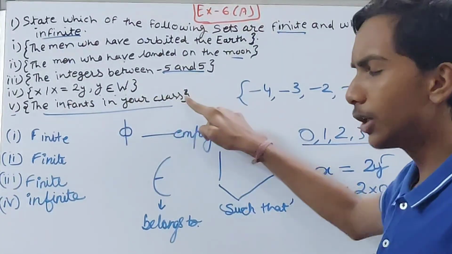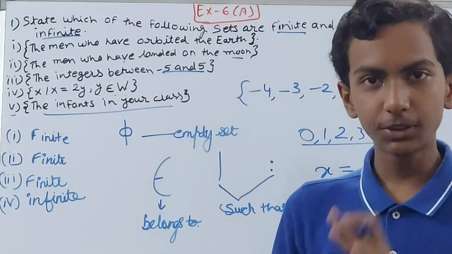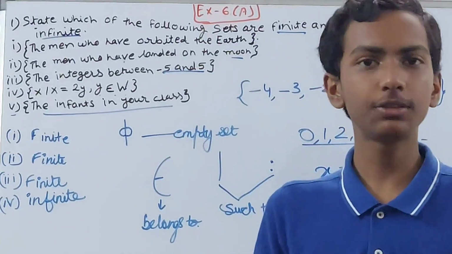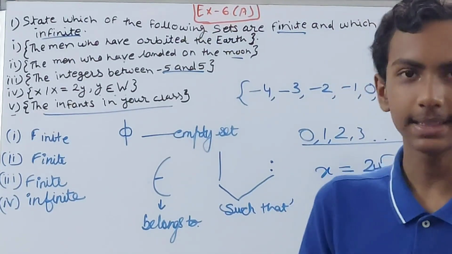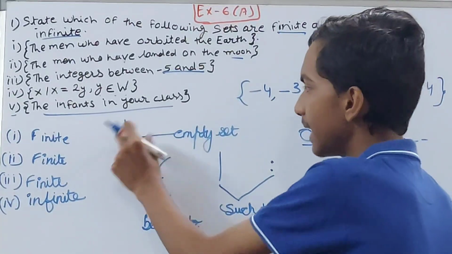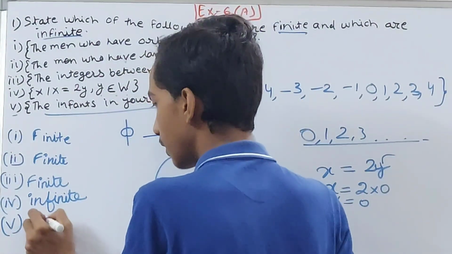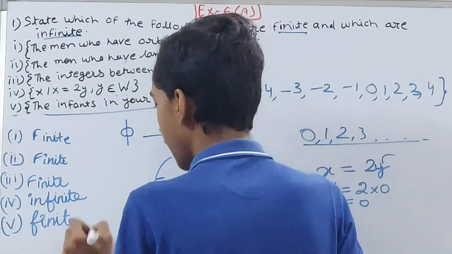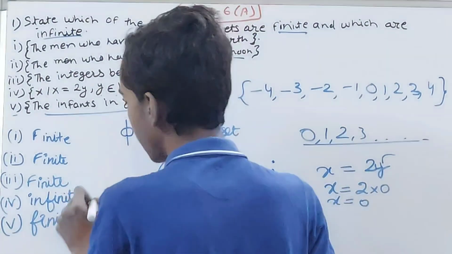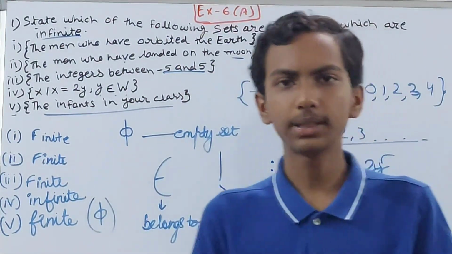The infants in your class, does your class have any infants? Infants are children below the age of 3. No, children below the age of 3 are not studying in class 8. Nobody in your class is of that age. That's why it is an empty set, and therefore this is a finite set. An empty set is always finite. It has no elements. We can already count how many elements there are: 0 elements. That's why it's a finite set.